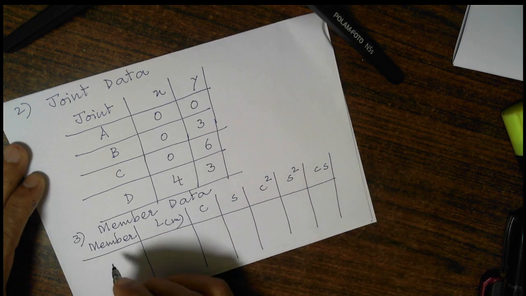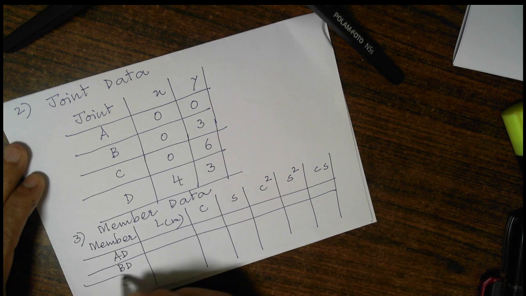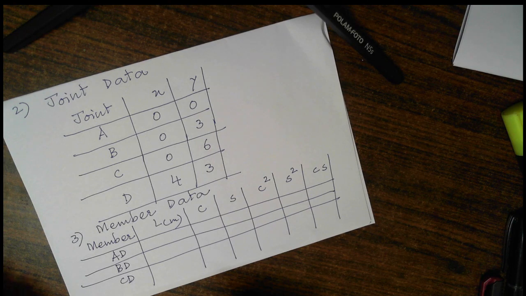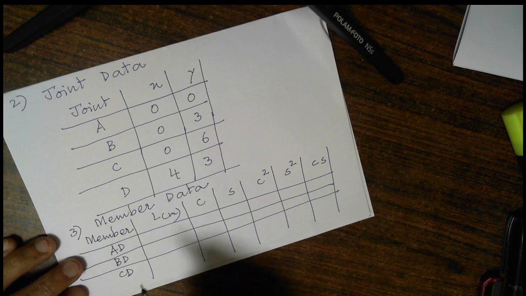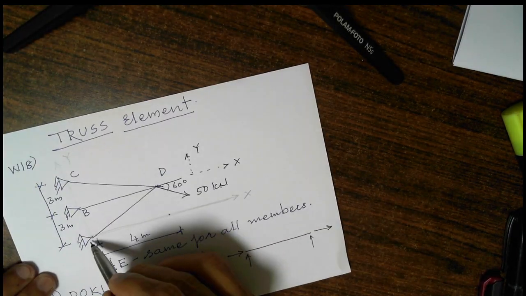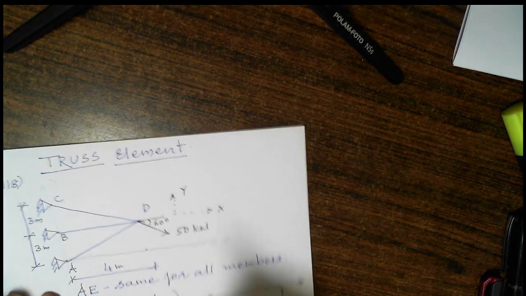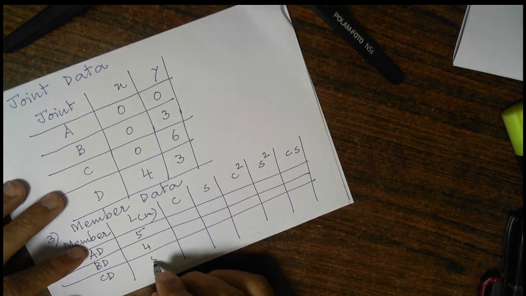Member: first member is AD. It is up to me what member name I should select. Next member is BD, and third member name is CD. I can select DA, DB, DC, no problem, but I have selected AD, BD, CD. It's one's choice. Now I know the length of member AD: 3 square plus 4 square, that is 5 meters. Length of member BD is 4 meters, it is given. And length of member CD, again 3 square plus 4 square, square root of that is 5 meters.